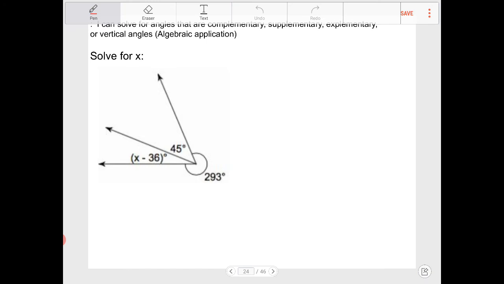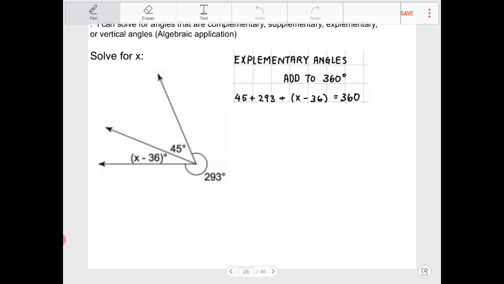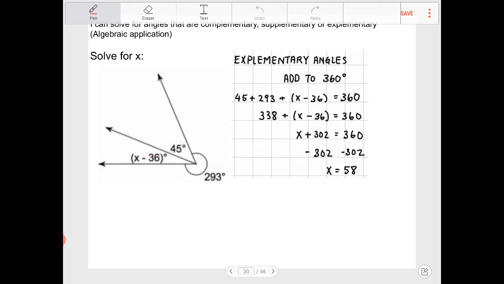Recognizing this situation, that the angles all meet up at a common vertex, therefore I've gone around that point one full revolution. Recognizing that these are explementary angles, I can therefore say that these three angles should add up to 360. Combine like terms, and further combine like terms, and then subtract both sides by 302. I end up with x equal to 58.